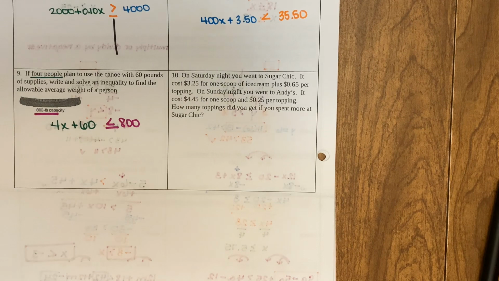Okay, last one on the notes right here. It says, on Saturday night, you went to Sugar Chic. It cost $3.25 for 1 scoop of ice cream plus 65 cents per topping. On Sunday night, you went to Andy's. It cost $4.45 for a scoop and 25 cents per topping. How many toppings did you get if you spent more at Sugar Chic?